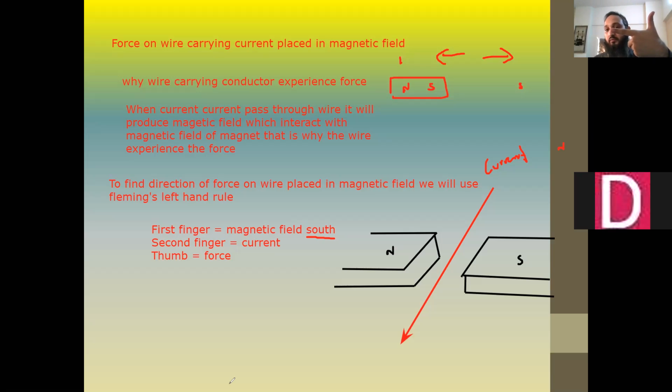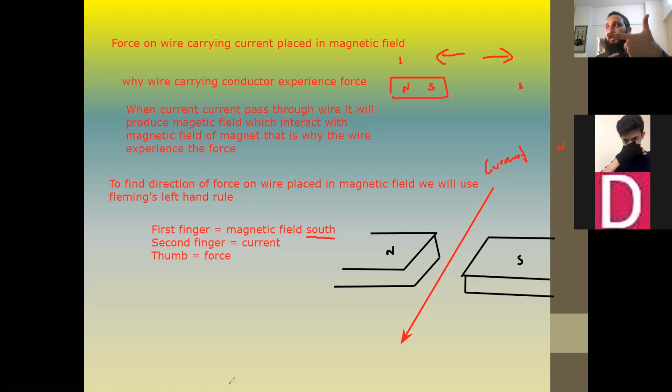But this is a straight wire. The wire is there which is placed in a magnetic field. We are not finding the direction of a magnetic field. We are finding force on the wire which is placed in a magnetic field. So for finding a force on the wire which is placed in a magnetic field, you will use Fleming's left hand rule. So first finger points towards south, your second finger points in the direction of the current. The current is towards me. So my second finger is pointing towards me. Where thumb is pointing automatically, the thumb is pointing up.